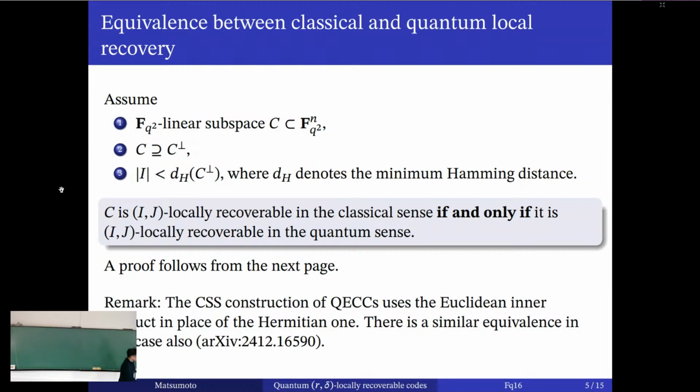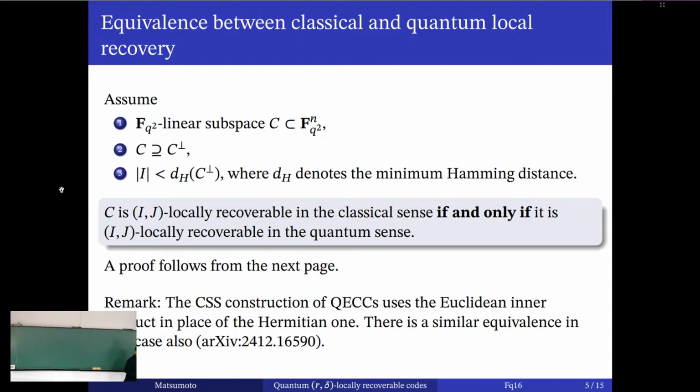Okay, this is our main result. Suppose that we have a classical linear code C containing its dual. And in addition, assume that the number of erasures is less than the minimum Hamming distance of C perp. Then we have shown that C is IJ locally recoverable in the classical sense if and only if it is in the quantum sense. Okay? And a proof follows from the next page.